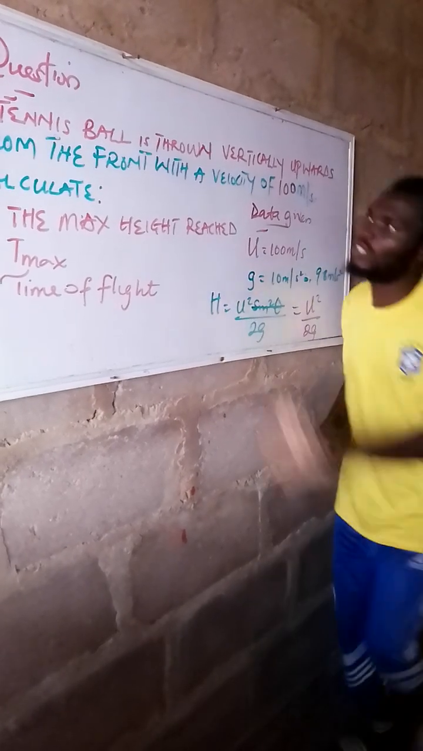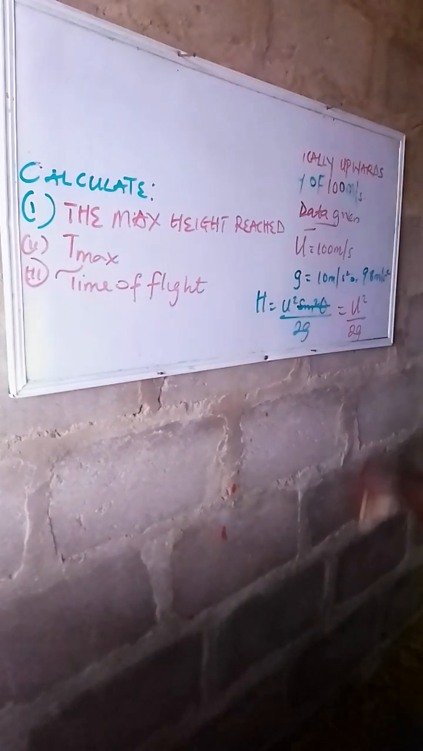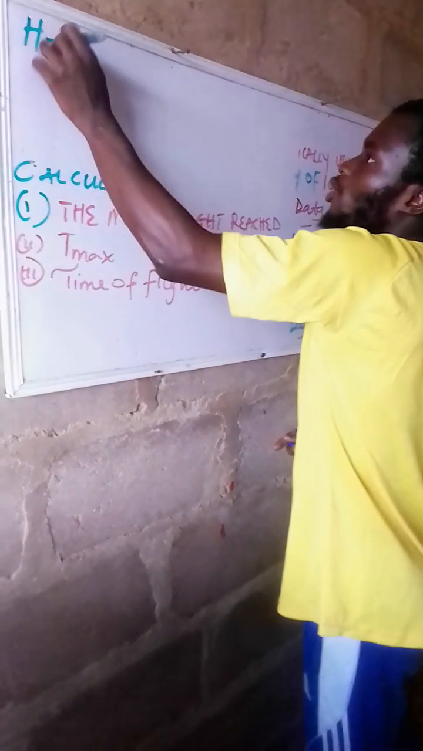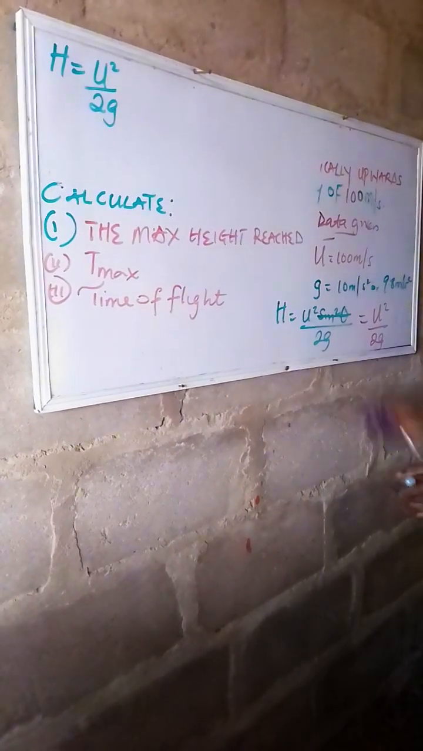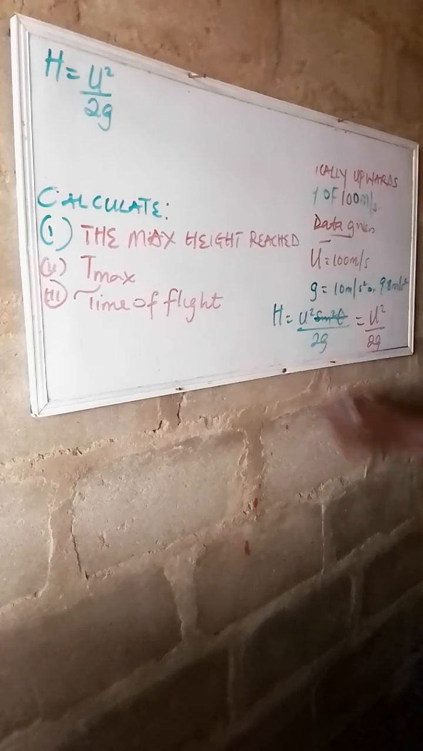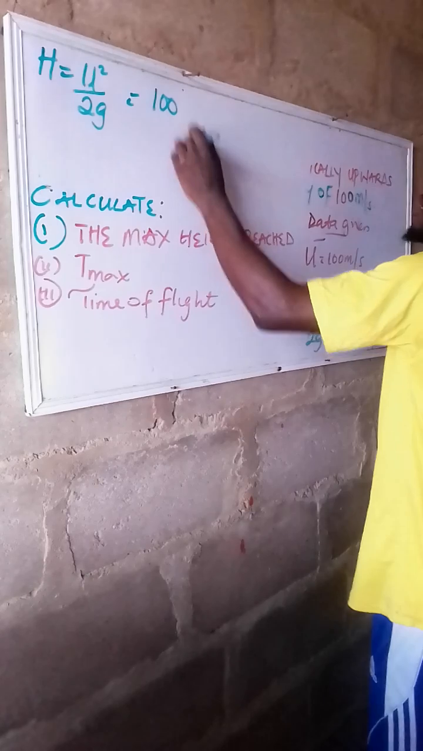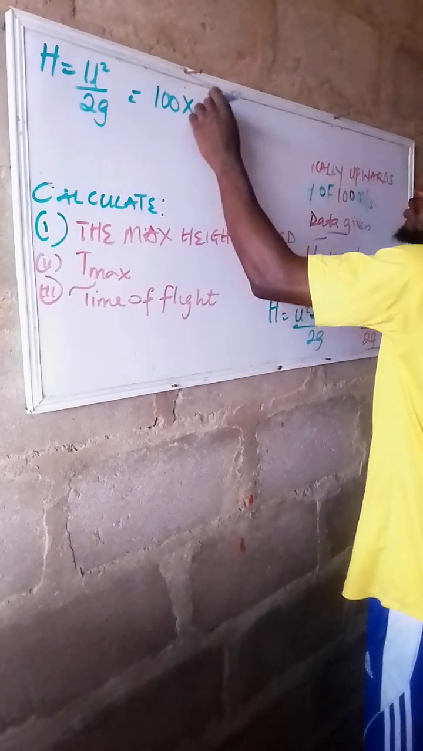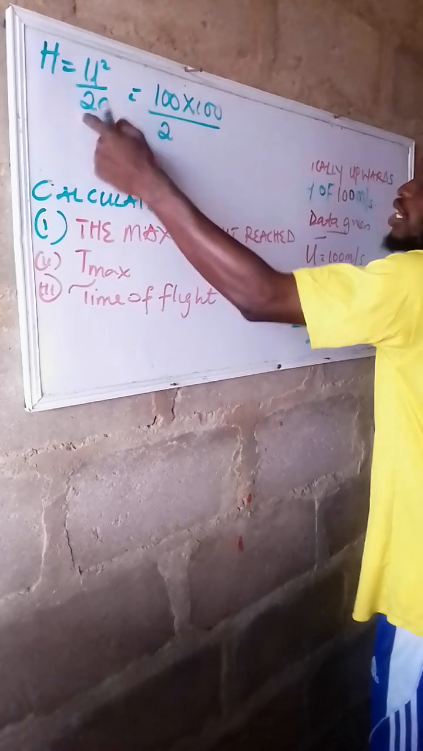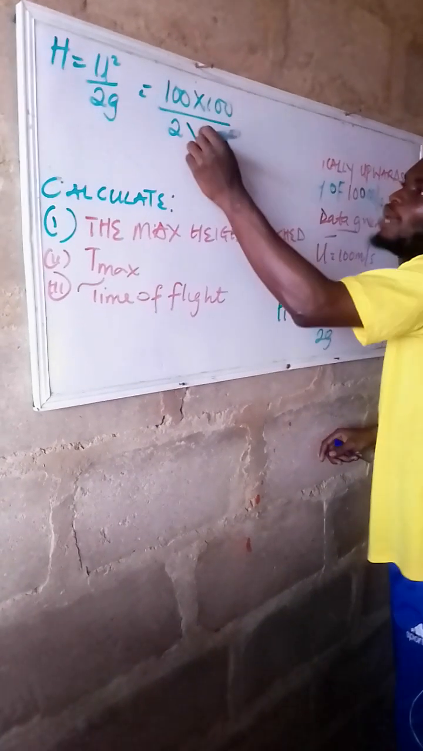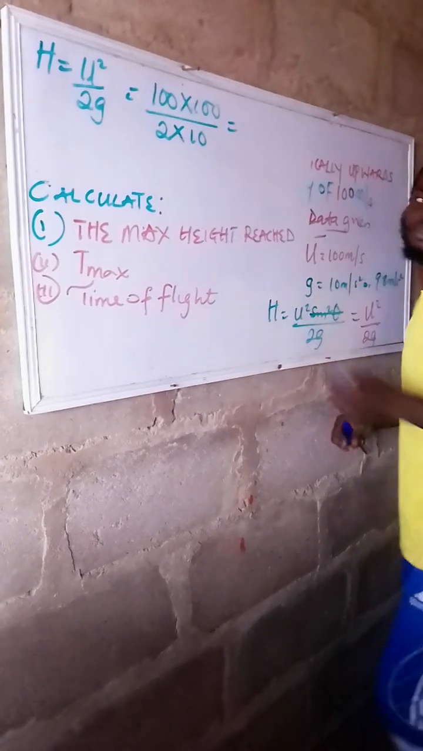So therefore, let me clean this. H now will be u square all upon 2g. This is the formula you use. What is our u? U is 100. But it is squared. That means 100 times 100, divided by 2 times g, which is 10. 100 times 100 will give us what?